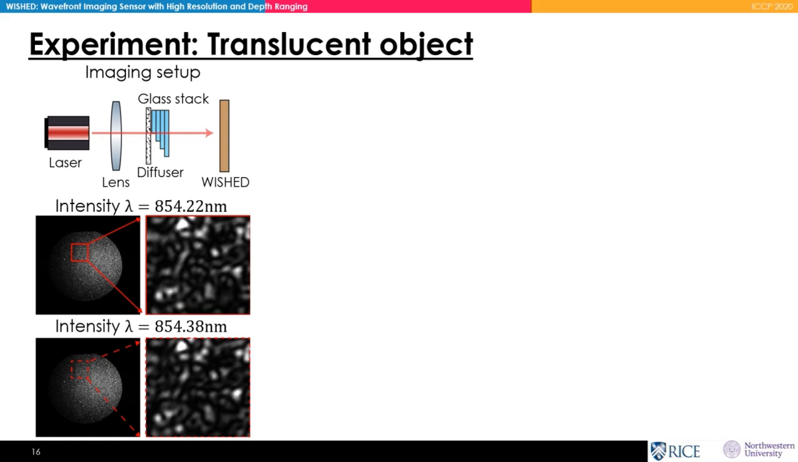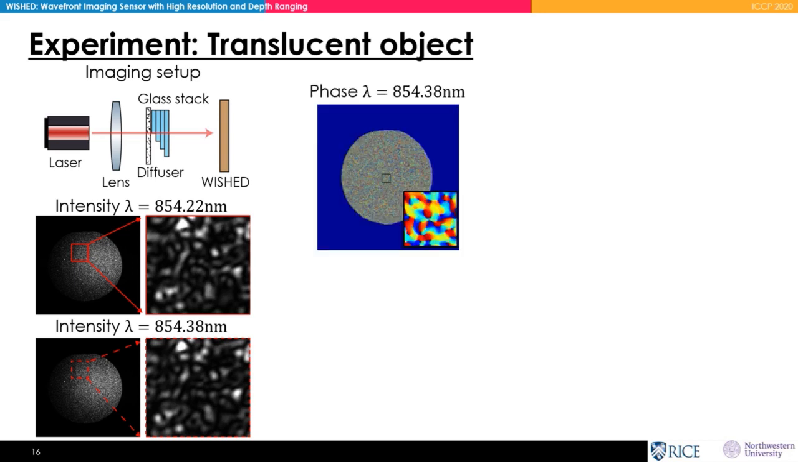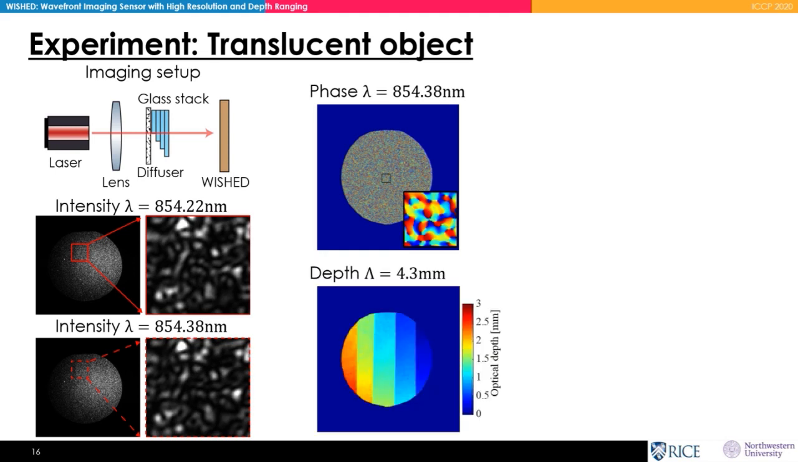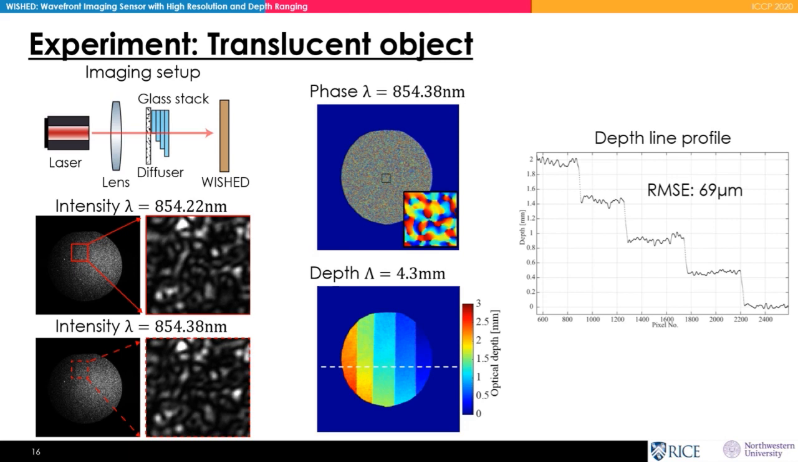If we reconstruct the phase with the single wavelength measurement, the phase of the reconstruction is random. It is hard to estimate depth information from this measurement. We can estimate depth information with the synthetic wavelengths. We plot a line profile across the depth map and quantify the performance compared to a fitted ground truth. With this object, we can get an RMSE of 69 micrometer.